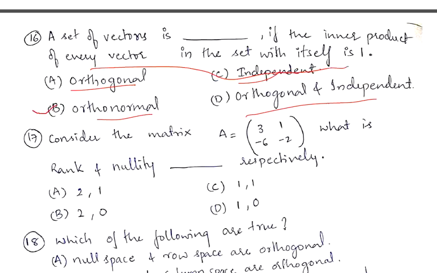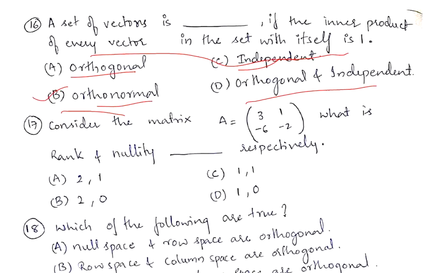So answer is orthonormal. Okay, in orthogonality we will just say that the inner product of the two vectors will be equal to 0. Only that condition can be said about orthogonal vectors. But orthonormal means they are orthogonal and normalized. Normalized means we are converting it to a unit vector. So they are orthogonal and every vector in the set is a unit vector. So that is orthonormal. So solution is B.